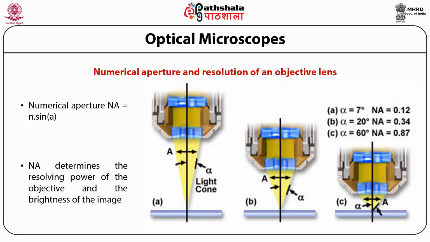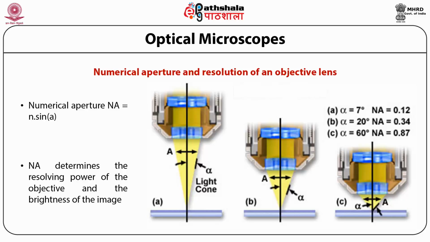So when the numerical aperture is different, that means the acceptance angle alpha, the angle of the light cone, is different. In the first case, you have alpha equal to 7 degrees. Any light which is outside this angle alpha doesn't reach the objective. So those objects which are away from this angle cannot be seen by the objective. So the numerical aperture for this particular objective is 0.12, where n has been taken equal to 1 for air.